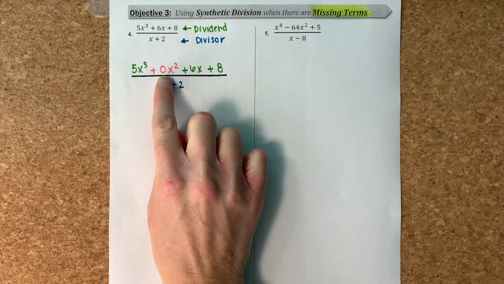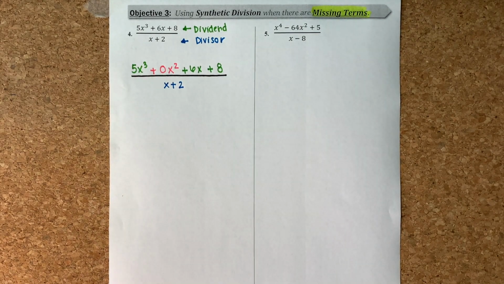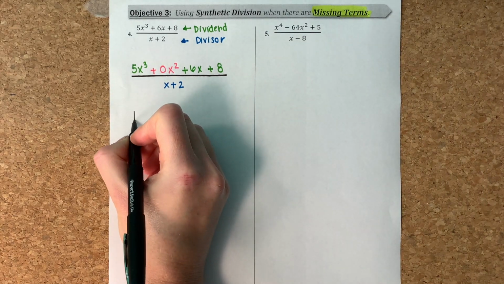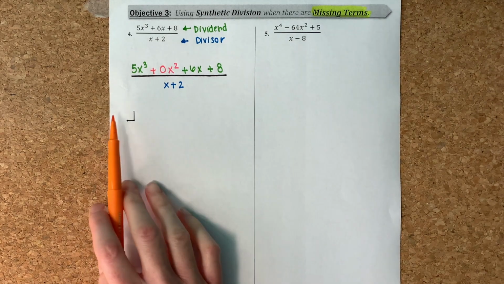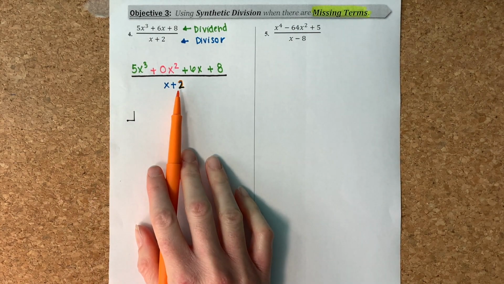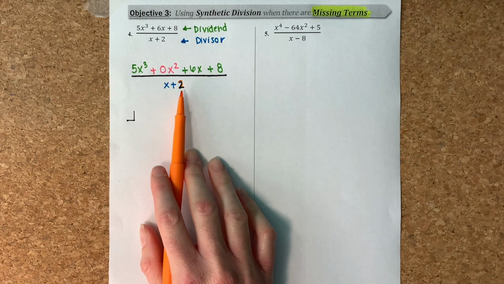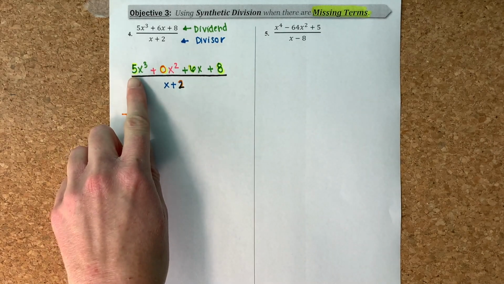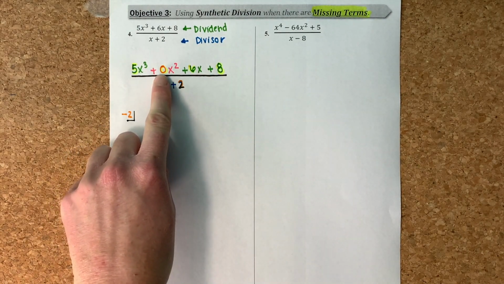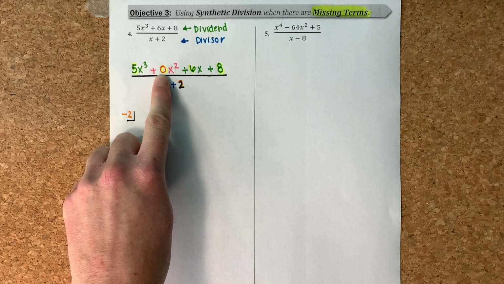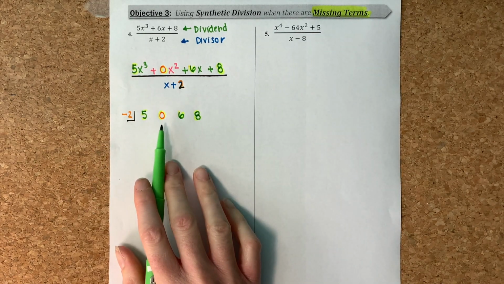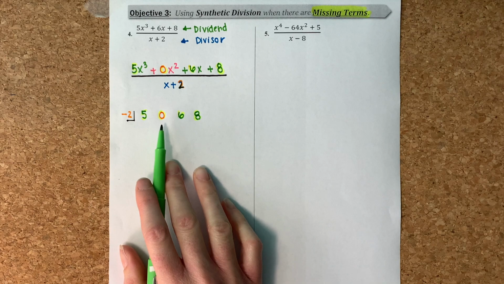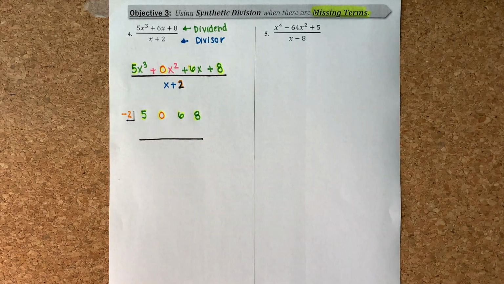Now that we've put a 0 in for our missing x squared term, now we can go through the synthetic division process. First, we'll draw this little corner here. Then to figure out what to put in this corner, we look at the constant in our divisor and take the opposite. So this is 2. The opposite would be -2. Then we list the coefficients of our dividend, making sure to include this 0 to account for the missing term. If you forget to include this 0, you will get the answer wrong. Then we draw this line here, and now we can go through the synthetic division process.